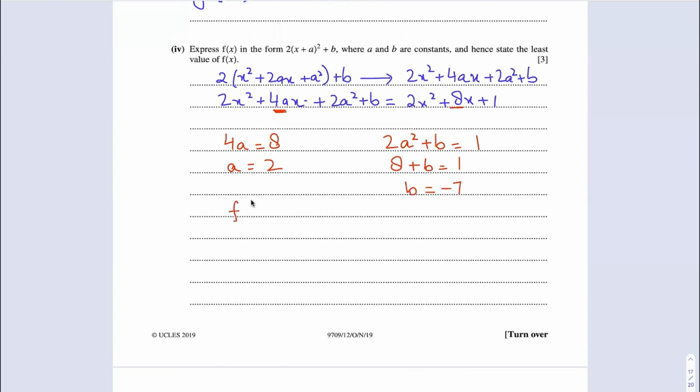So we know that f of x can be written as 2 times (x plus 2) whole squared minus 7. Now this is the completed square form, which tells us that (-2, -7) are the coordinates of the turning point. So the least value of the function is -7.